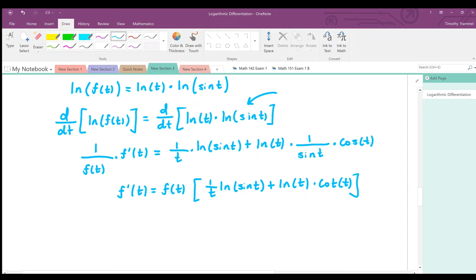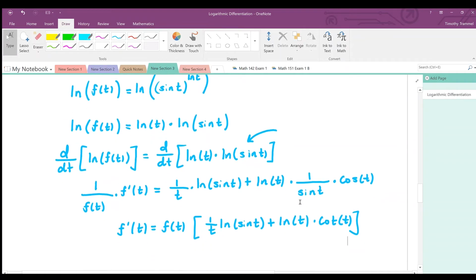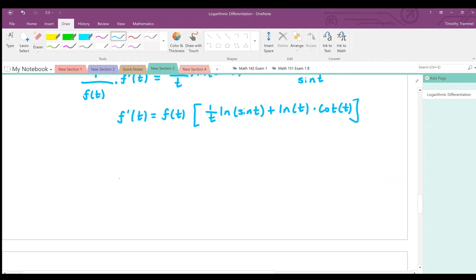And one more thing, we know what f of t is equal to. Let's remind ourselves. It was equal to sine of t to the natural log of t. So we can write this a little bit cleaner. We have f prime of t is equal to sine of t to the natural log of t times 1 over t times the natural log of sine t plus the natural log of t cotangent of t.